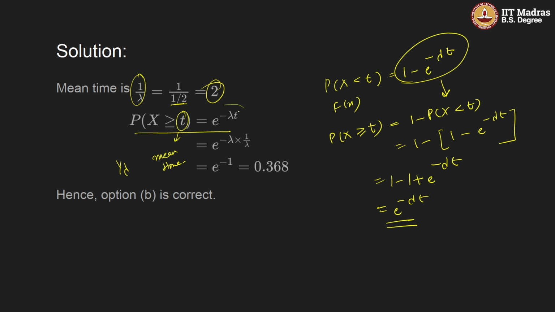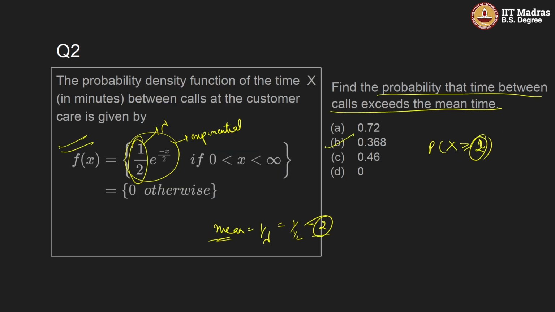So here we see that the probability of x greater than or equal to t is e raised to the power minus lambda t. Now putting the value of t as the mean time, mean is 1 upon lambda, so putting that in, we get e raised to the power minus 1, and the value of e raised to the power minus 1 is 0.368. So if you look into the options, B is the correct option.